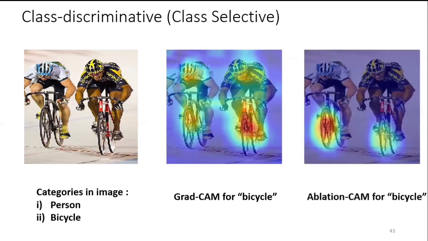Whereas Ablation Cam, being gradient free, just focuses on the bicycle region. So if you are trying to plot visualization with respect to one class node, it will only highlight that region for that body of that category. And this is more faithful with respect to the model.